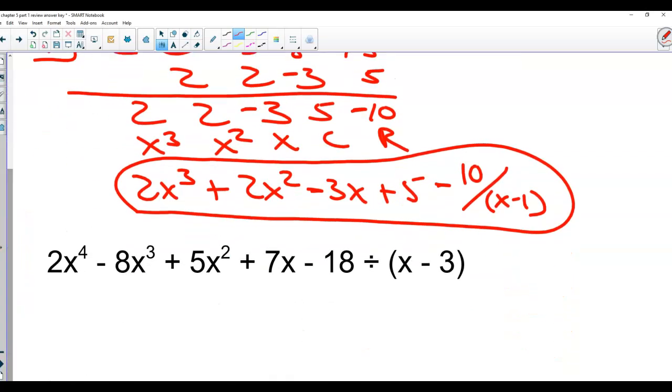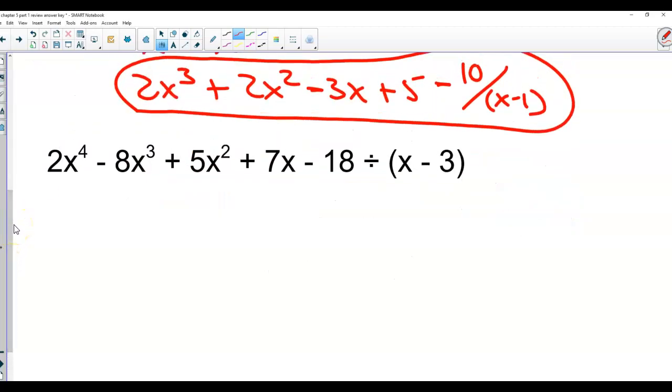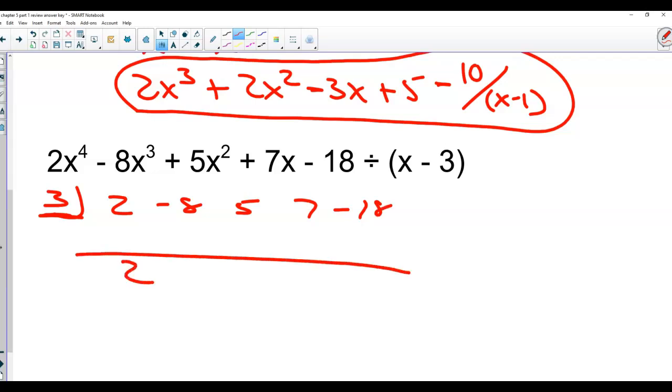The second one, I don't need to incorporate a 0 because I'm not missing any terms. 3 is what makes that equal to 0. 2, negative 8, 5, 7, negative 18. Drop the 2. 3 times 2 is 6. Negative 8 and 6 is negative 2.